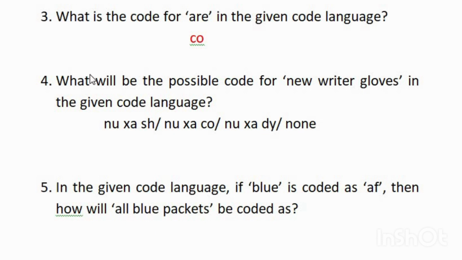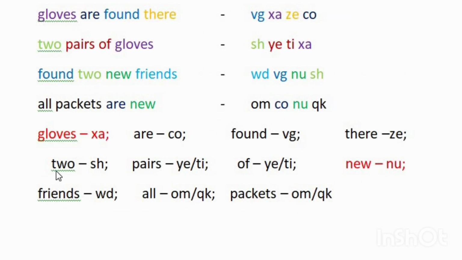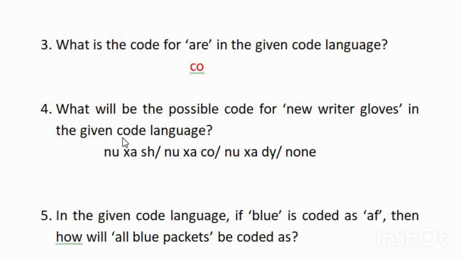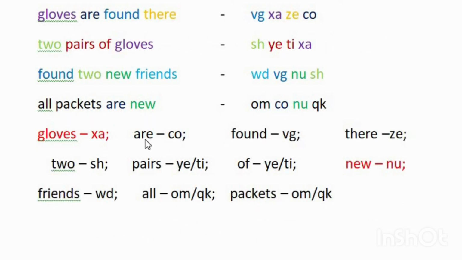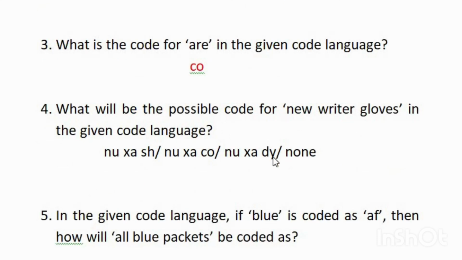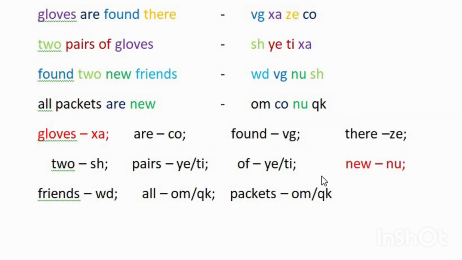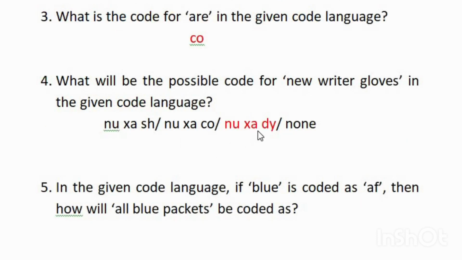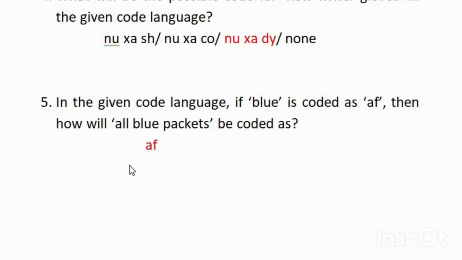Is the code for writer SH? No, because SH is the code for the word to. Now is the code for writer CO? No, because the code for R is CO, not for the word writer. Now is it DY? Yes, because DY is not the code for any of these words. So we can choose the third option, that is NU XA DY, which is the possible code for new writer globes in this code language. Next question.